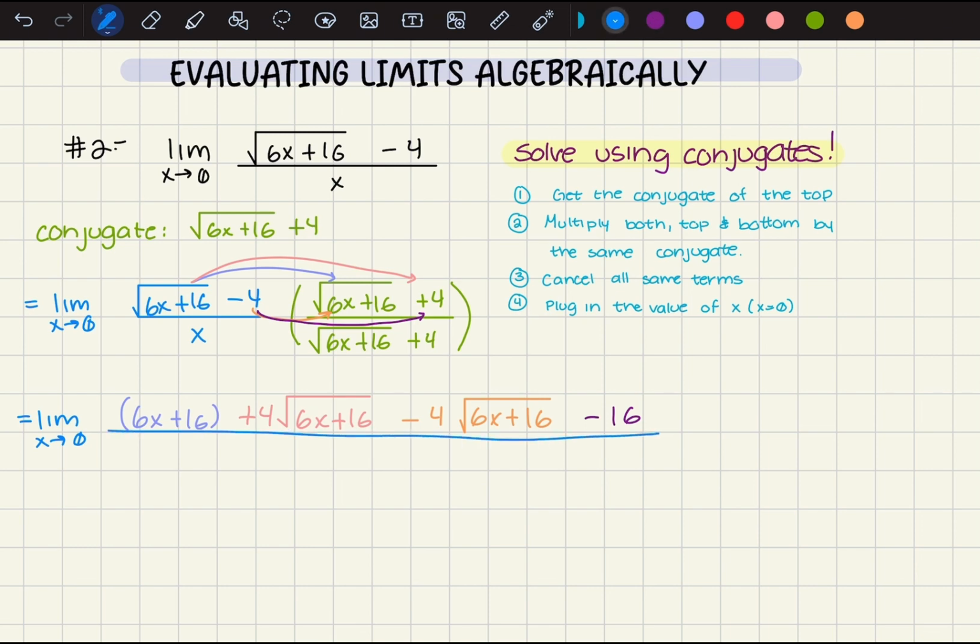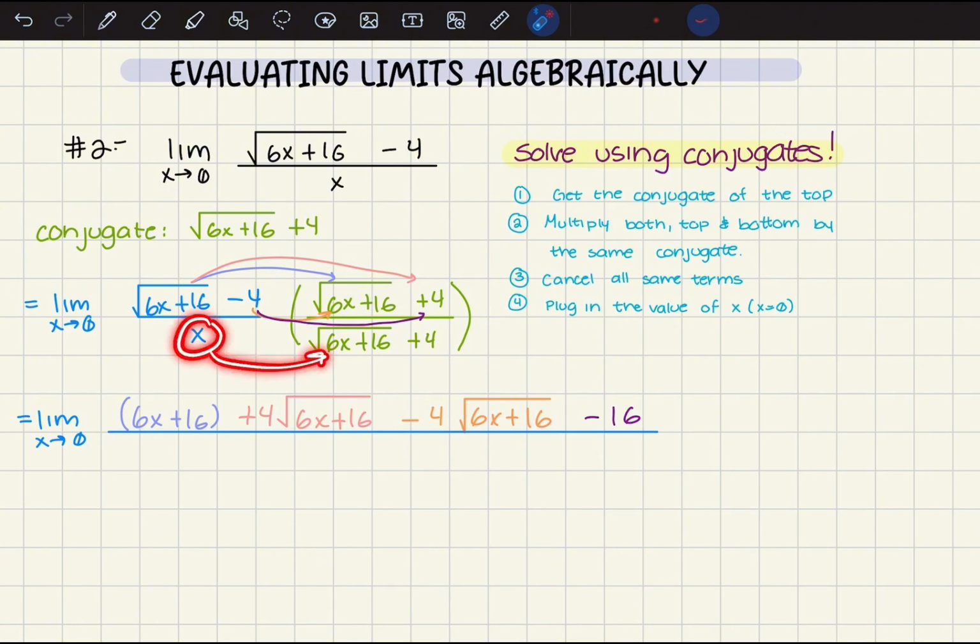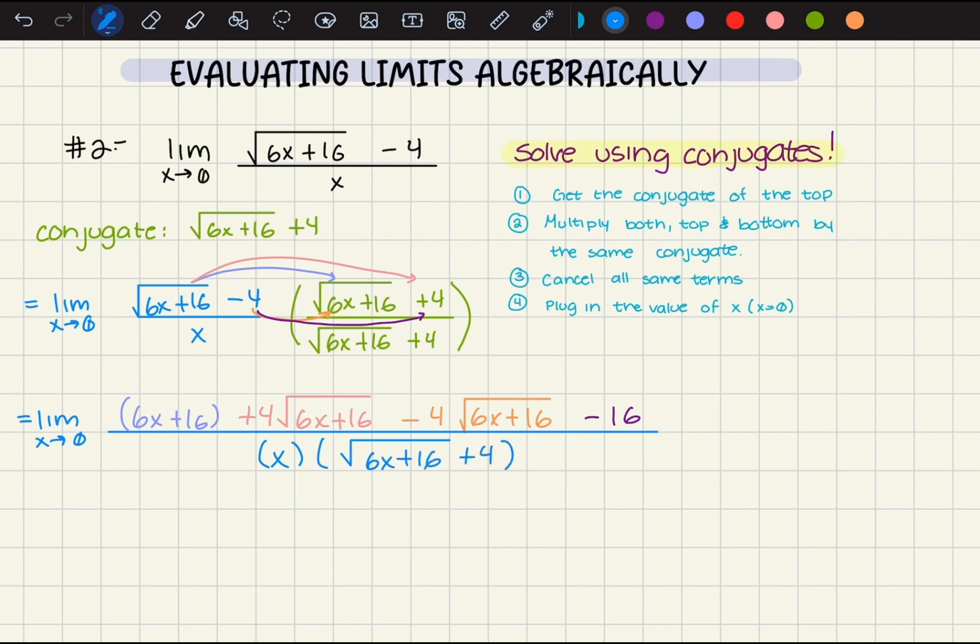All of this is going to be divided by x times the square root of 6x plus 16, plus 4. So I'm going to write x times square root of 6x plus 16 plus 4. So now that we have our limit like this, we can start canceling all the terms that look the same. In this case, we can cancel these two and the 16s. So I'm going to go ahead and do that. I'm going to cancel the 16s and the square roots.